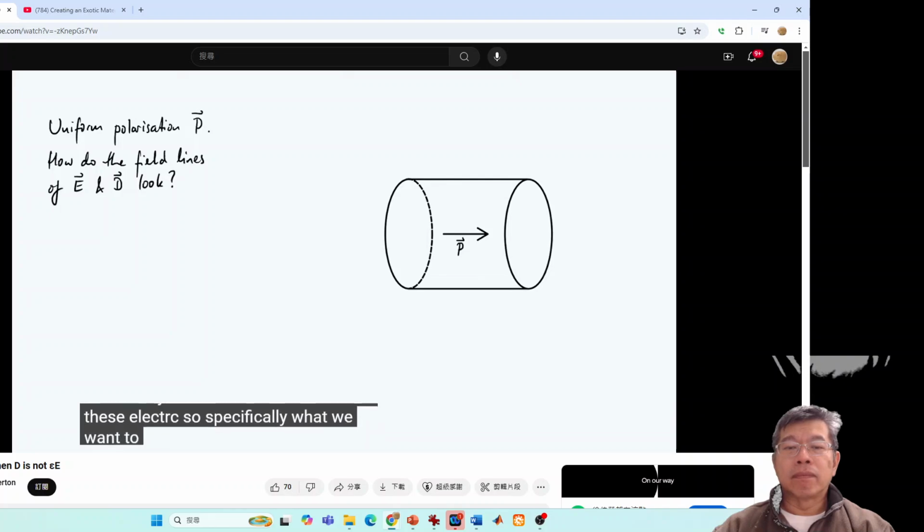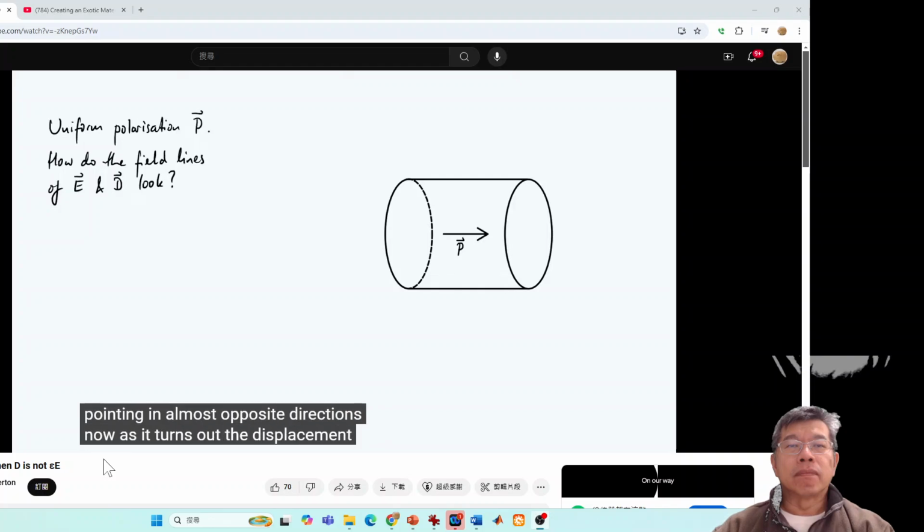So specifically what we want to do is think about how the field lines of both the electric field E and the electric displacement field D produced by this electret look both inside and outside its volume. It turns out that this is quite an interesting thing to do because it illustrates some important differences between these two fields, and also illustrates how the standard relation D = εE doesn't always apply. In fact, you can have your electric field and your displacement field pointing in almost opposite directions.